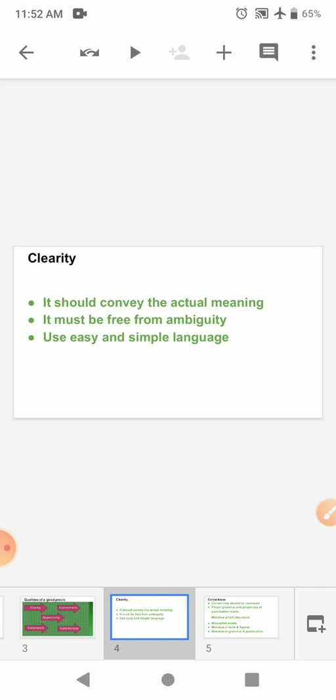The idea should be clear, and one can achieve this clarity by using simple language and simple structures. If your Precis is not easy for the reader to understand, it will of course lose its importance and meaning for the reader.